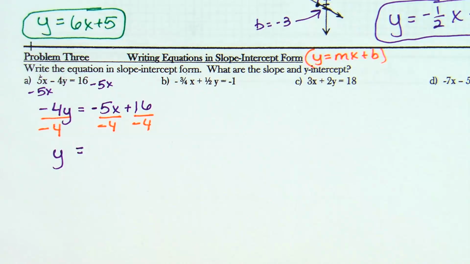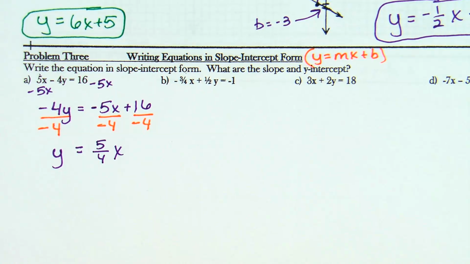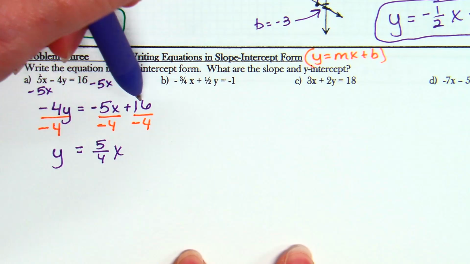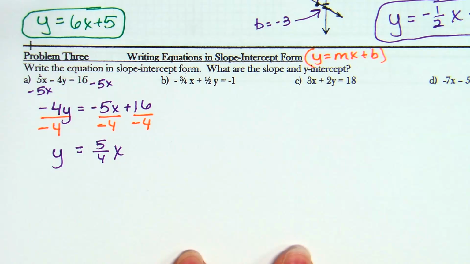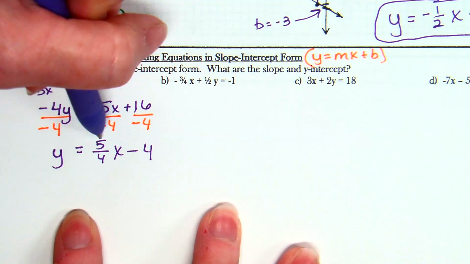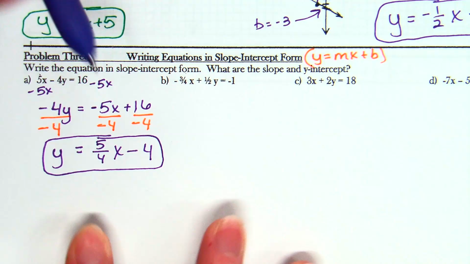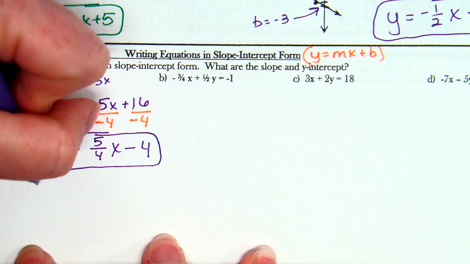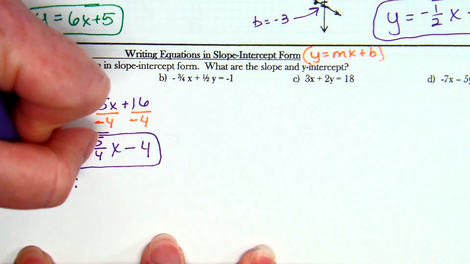If there was just one negative, I'd leave it with just one negative. But when there's two negatives, I divide them and get a positive. And then what's 16 divided by negative 4? Negative 4. So I'm going to write this as y equals 5/4 x minus 4. Now, that is my slope-intercept form. It's also asking me for what is the slope and what is the y-intercept. What are your thoughts on what is the slope?